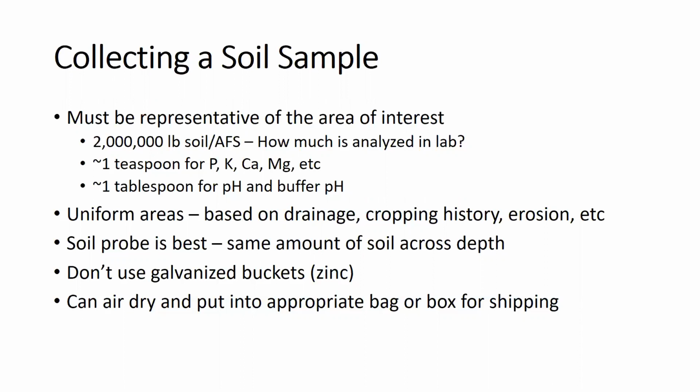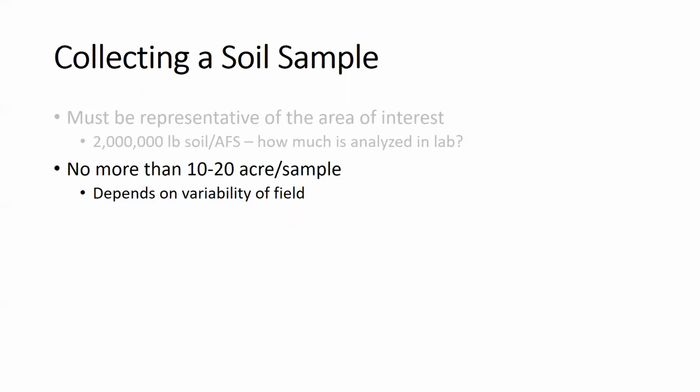Don't use galvanized buckets. Galvanized buckets contain zinc, so that can mess up your zinc result. This is really important for corn, especially in the bluegrass area where you have high soil test phosphorus. I like to air dry my samples before I send them. If possible, put them in the appropriate bag or box for shipping, but that's not necessary.